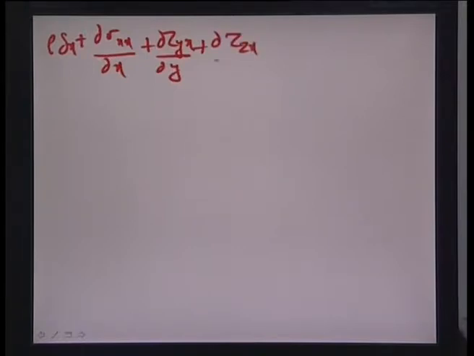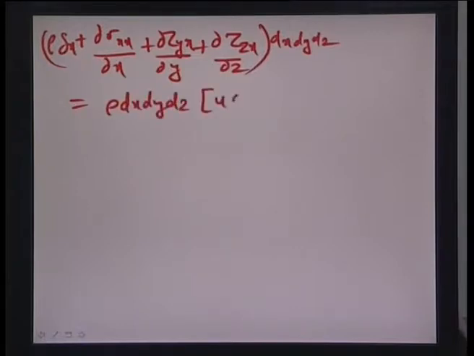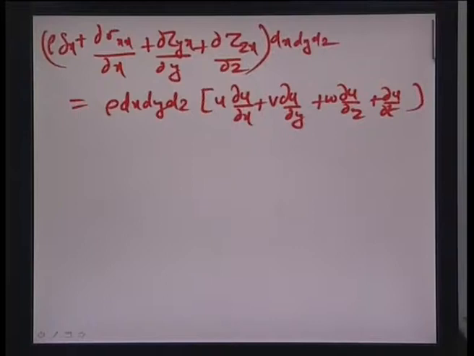rho times gx plus del sigma xx by del x plus del tau yx by del y plus del tau zx by del z times dx dy dz essentially equal to rho dx dy dz times u del u by del x plus v del u by del y plus w del u by del z plus del u by del t. Now this time variation, the time component with respect to time, is a separate entity altogether, as you are seeing here, as we made in the first assumption before.